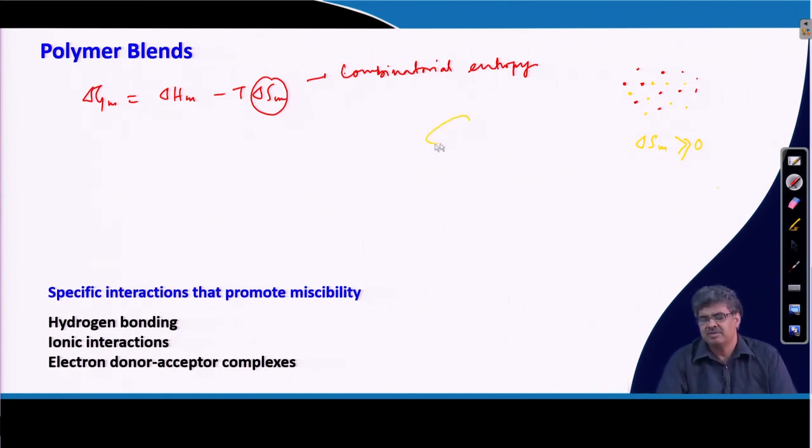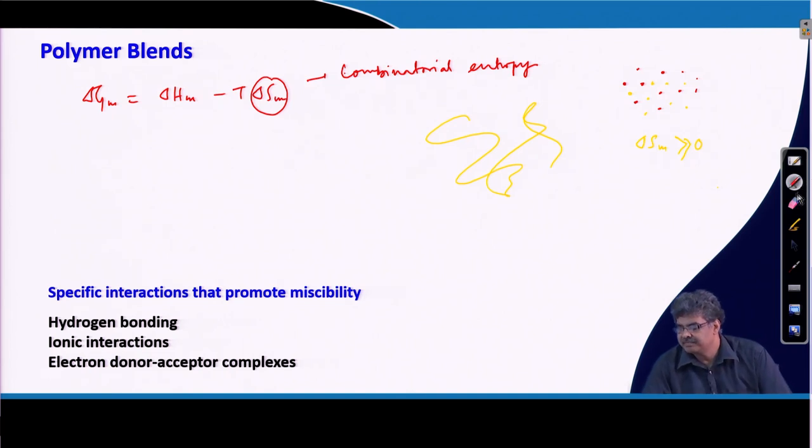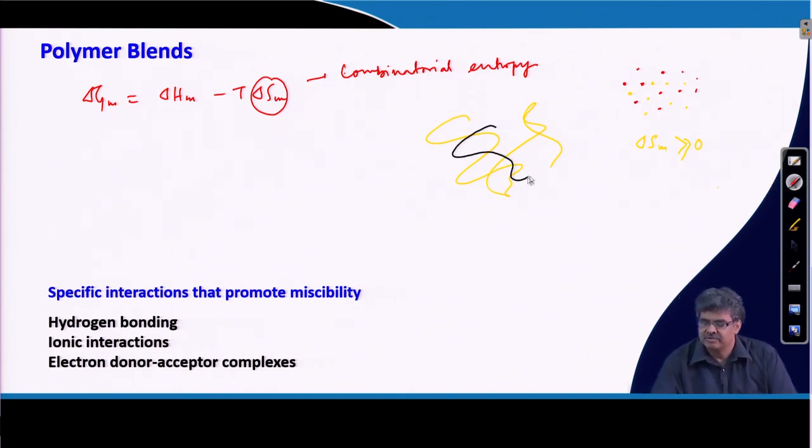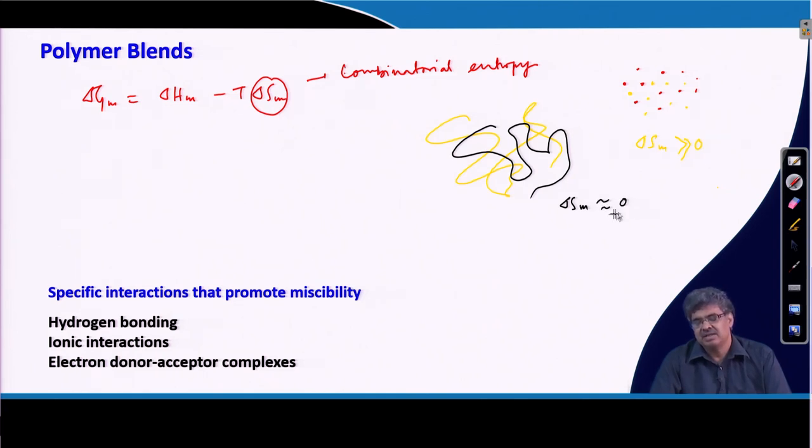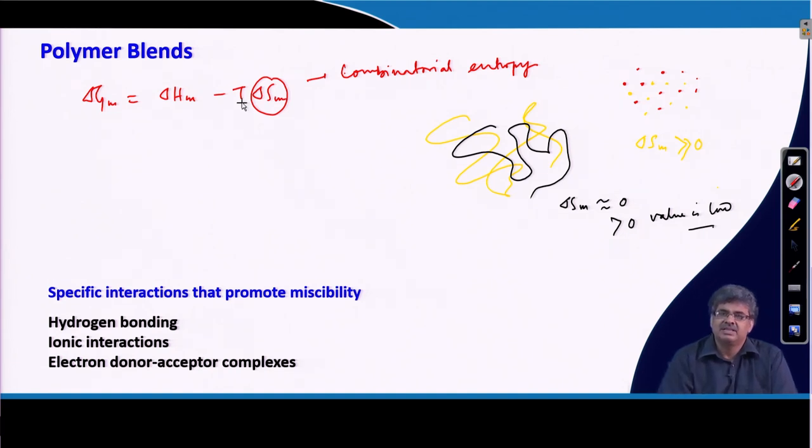But when you use large polymer molecules like this, and we use some other color, if you use two different polymers, because the polymers are large in size, the value of this combinatorial entropy of mixing is low. It is either very close to 0 or positive, but the value is very low. So, polymer-polymer miscibility is mainly determined by the value of delta H.